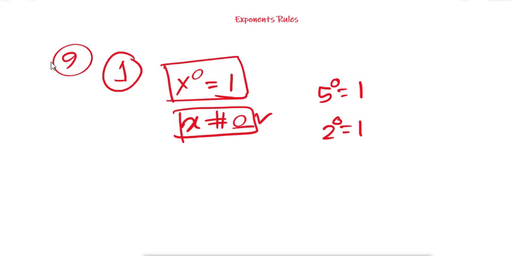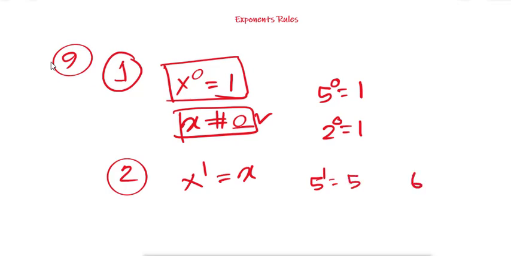So let's see rule number 2. Rule number 2 is x to the power 1 is equal to x. That means 5 to the power 1 is equal to 5. 6 to the power 1 is equal to 6. 10 to the power 1 is equal to 10. So this is the rule number 2.